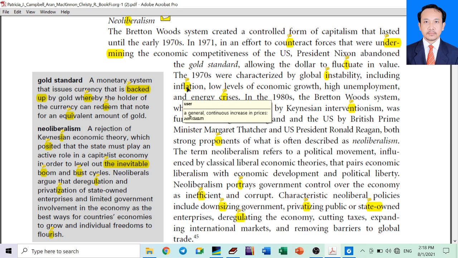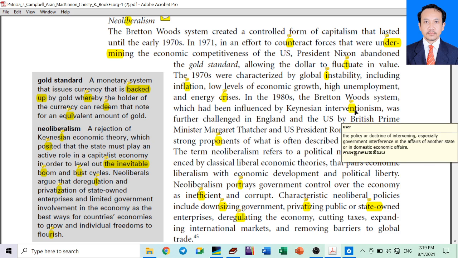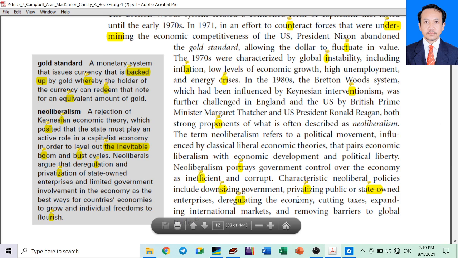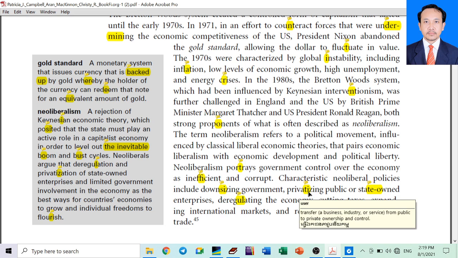Inflation is a general continuous increase in prices. Interventionism means the policy or doctrine of intervening, especially government interference in domestic economic affairs. And privatize: to transfer a business, industry, or service from public to private ownership and control. It relates to neoliberalism.